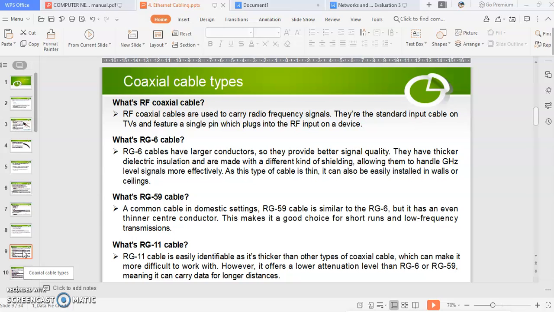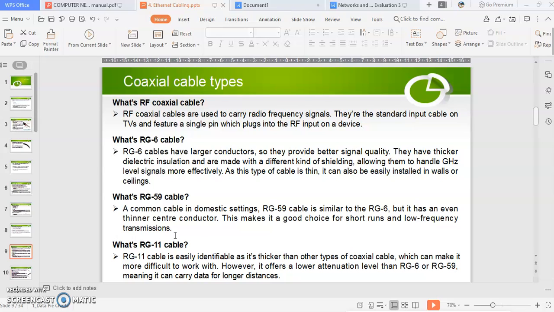Then, we have this RG6 cable. What is RG6, right? The bigger the number of the RG, what does that mean? The thinner the wire. The wire is smaller. So therefore, RG59 is a thinner wire compared to RG6 and RG11. So RG6 cables have a larger conductor. If you want more on this, if you want a video, I will link it later on.